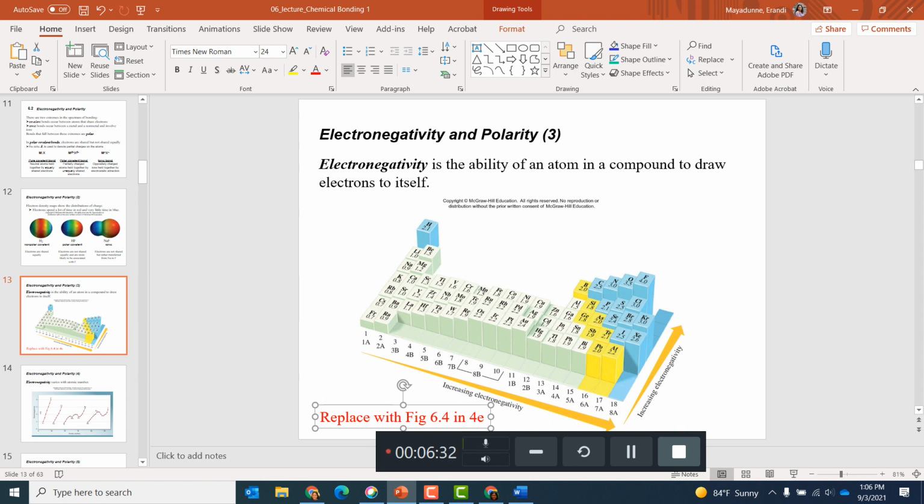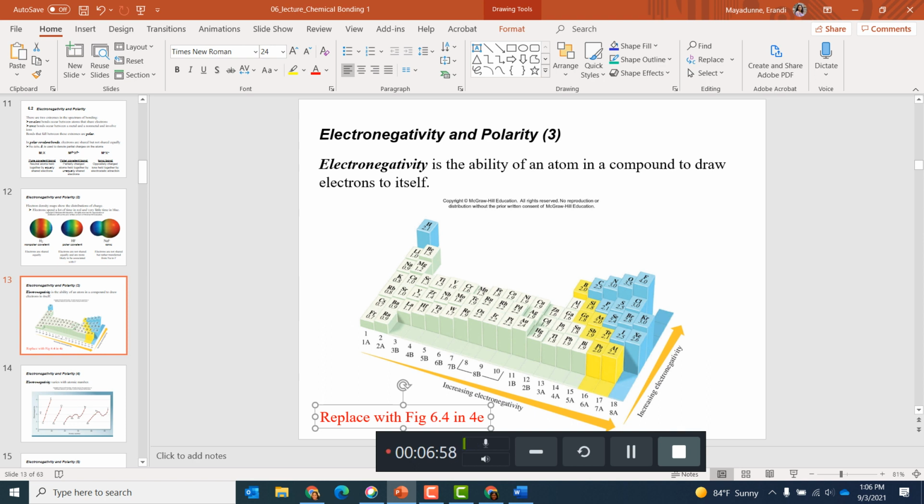This table shows you the electronegativity of each element in the periodic table. If you look closely, this blue color marks the highly electronegative elements. This light greenish color is the less electronegative elements, which are basically metals, non-metals, and metalloids. So how do you know the electronegativity difference?